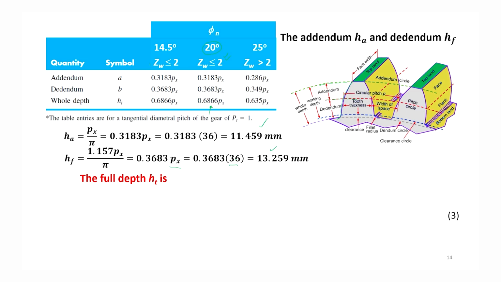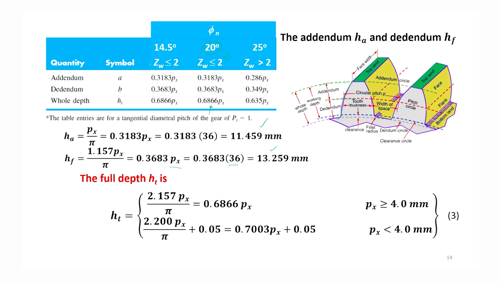And the total height or the full height is based on the axial pitch. If axial pitch is greater than or equal to 4, then this equation is to be used, and if axial pitch is less than 4 mm, then this equation. In our case, the axial pitch is 36, and so it is more than 4, and so we will use this formula. And so the whole depth of the gear tooth is obtained as 24.718 mm.